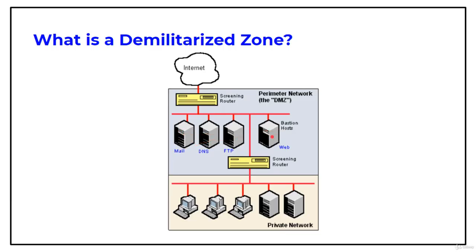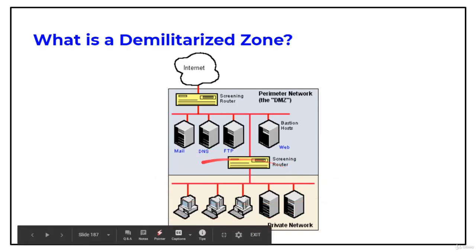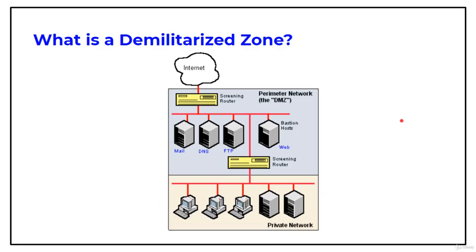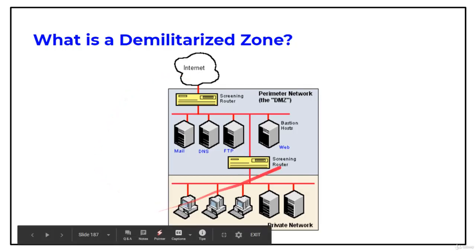But if someone tries to intercept with the private network here, now that becomes an issue because that one is protected. Now since the private network is not available to the public, it is placed after the DMZ. So in between the internet and the private network lies the demilitarized zone, that is DMZ.